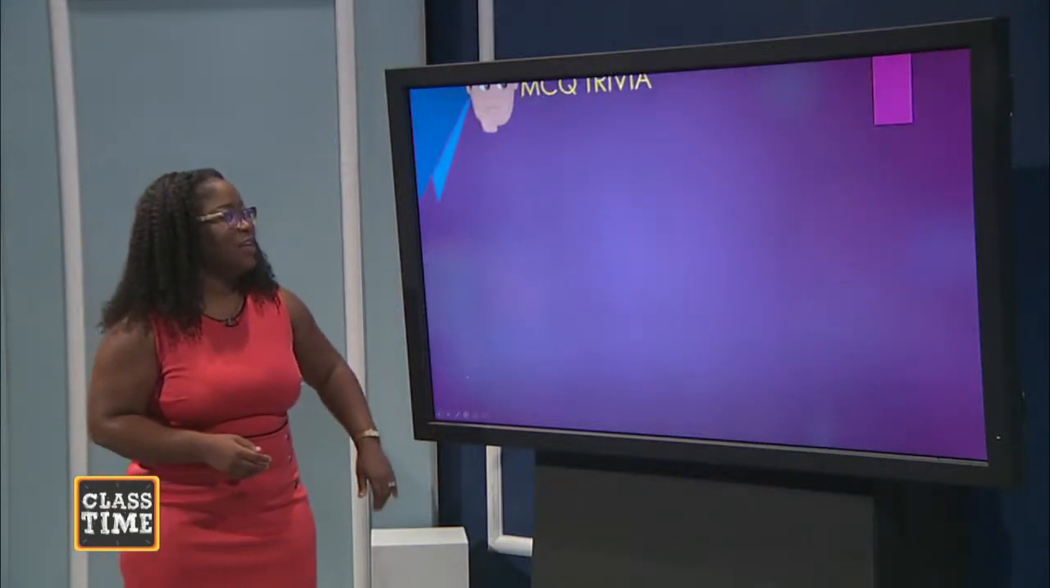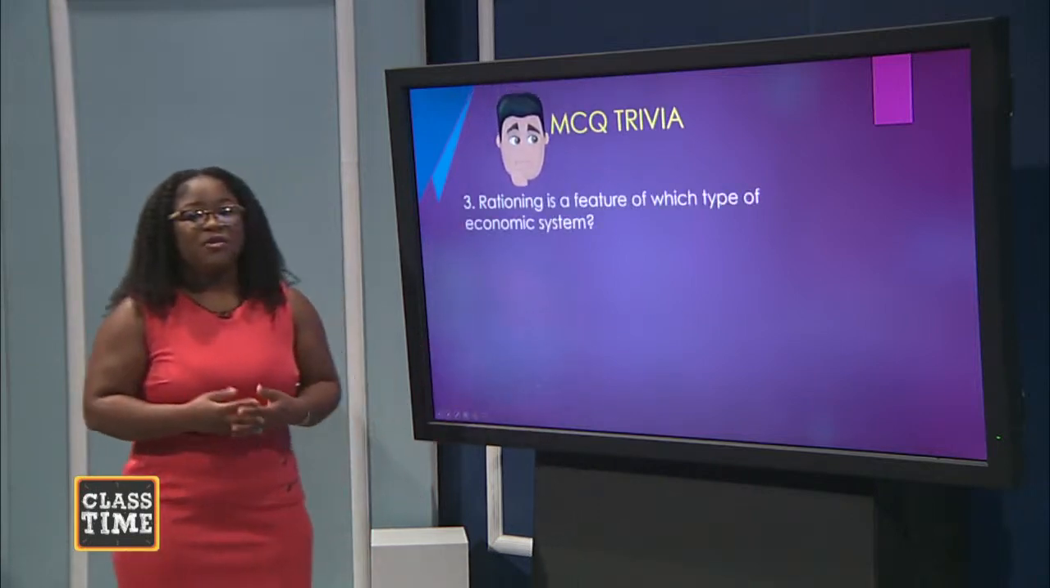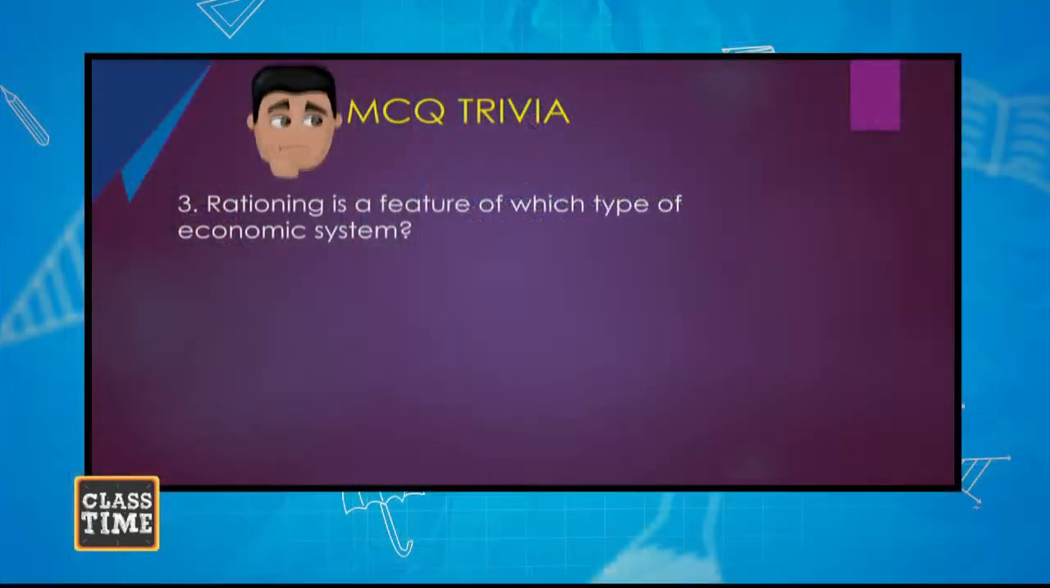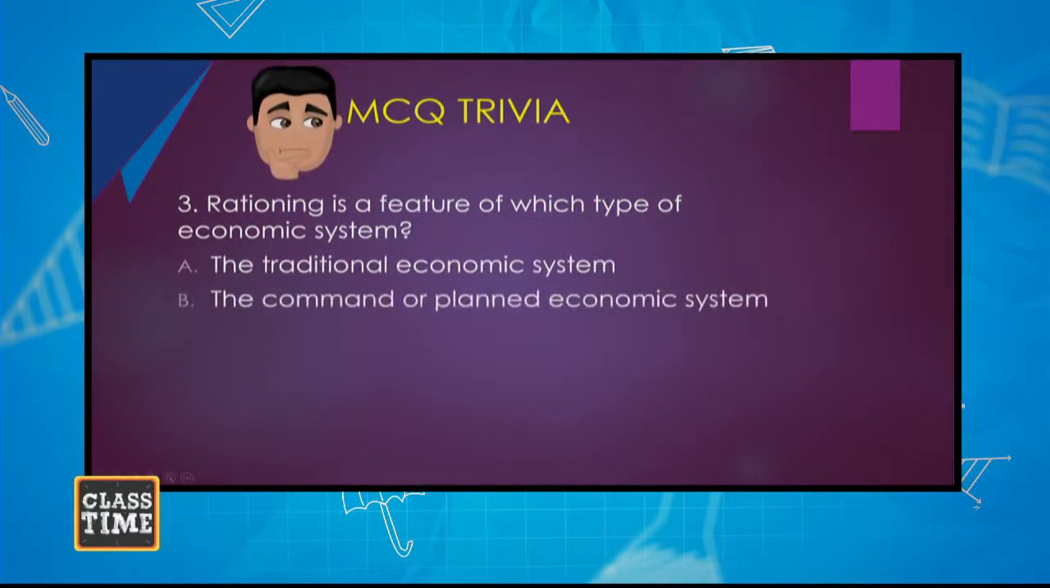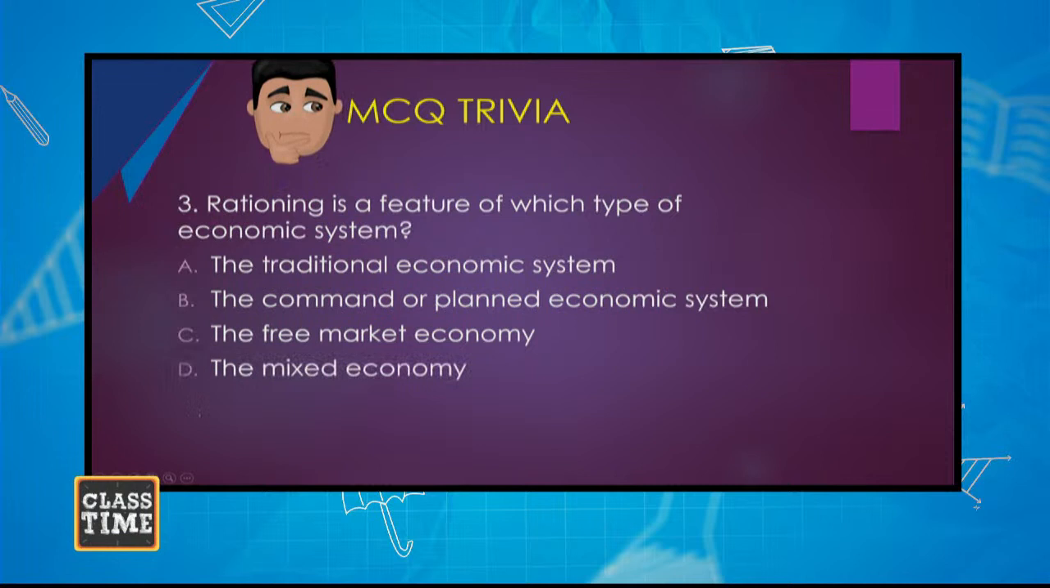Let's look at our next trivia. Rationing is a feature of which type of economic system? Is it the traditional economic system, the command or planned economic system, the free market economy, or the mixed economy? Think back at this one. Remember we said in this particular economic system, if there is scarcity, prices don't go up. Instead, there's rationing that takes place. If you're thinking of B, as in B for boy, you're on the right track.